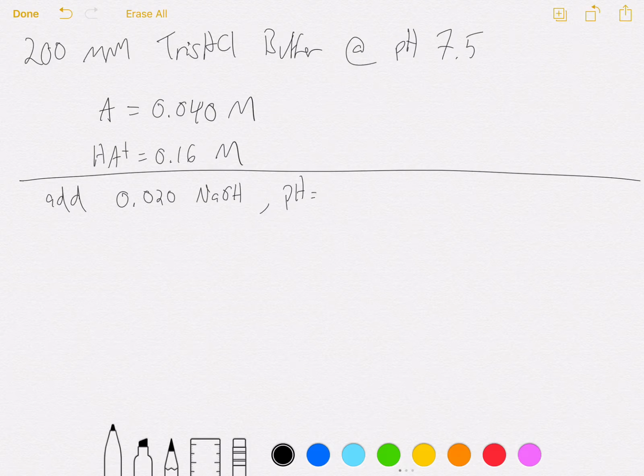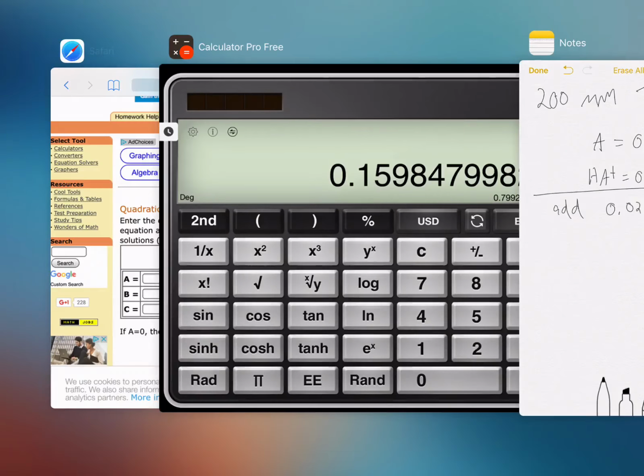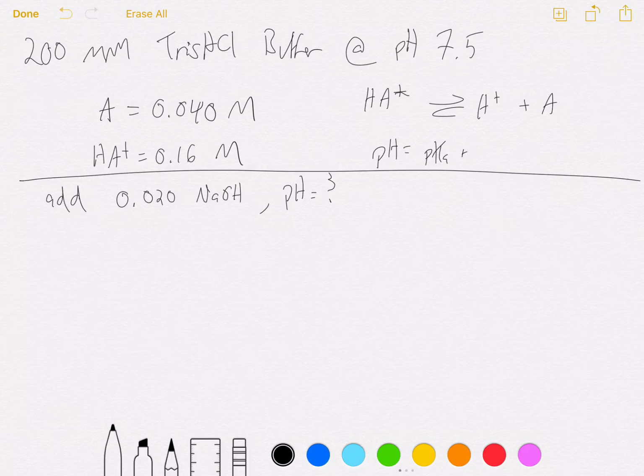So pH equals what? So again, let's just go through what our equilibrium looks like. We have the acid, which is the conjugate acid of tris base, which we're going to call HA, plus, dissociates into H plus and tris base. And this all feeds into the Henderson-Hasselbalch equation, which I'll just put here so that we can pay attention to it, plus the log of A over HA.